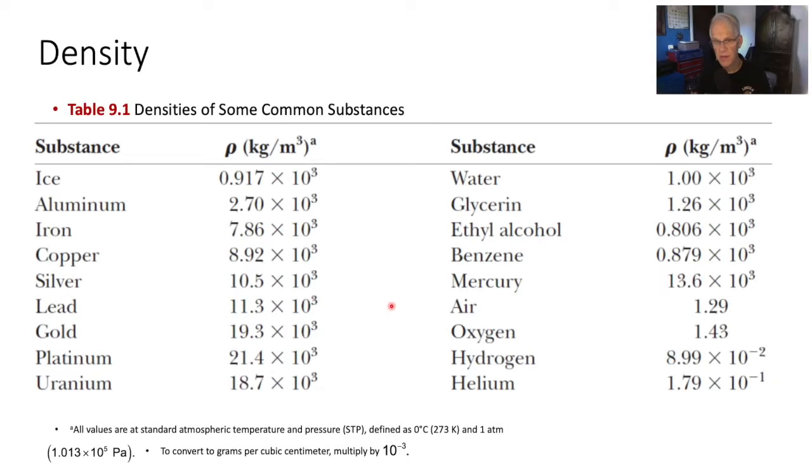The densities of most liquids and solids only vary just a little bit with temperature and pressure. For gases, though, the densities vary a whole lot depending on temperature and pressure. And again, we're going to look at that when we talk about thermodynamics. Now, under normal conditions, the densities of solids and liquids are about 1,000 times greater than the densities of gases.